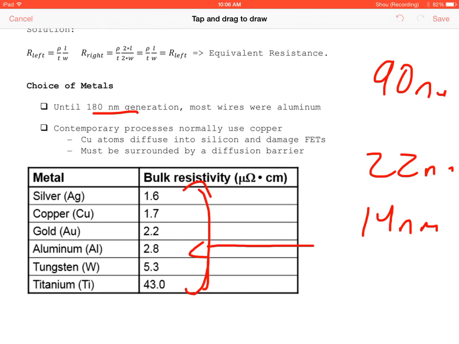So aluminum is 2.8 microohms per centimeter. So this resistivity matters per length, right? And then gold, copper, and silver. So copper atoms were diffused into silver atoms, but the problem is they don't play nice with FETs sometimes, field effect transistors. So you have a diffusion barrier in between them in order to ensure that you can properly regulate operation of the transistor.